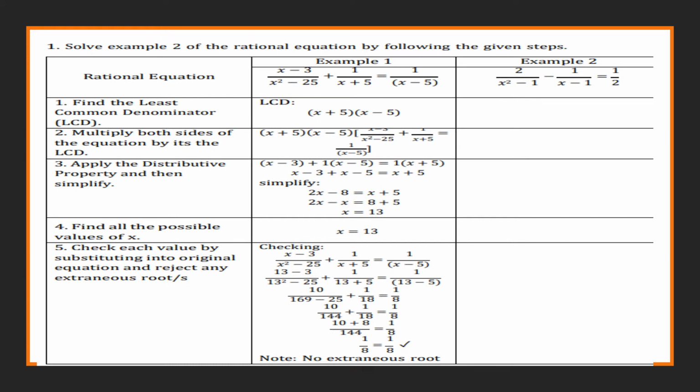Okay, so this example is taken from your module. So sabi dito, solve example 2 of the rational equation by following the given steps. So itong example 2, pwede nyo itong gawin. So sa mga nakapanood ng video na to, pwede nyo bang ipakita sa akin ang inyong sagot?